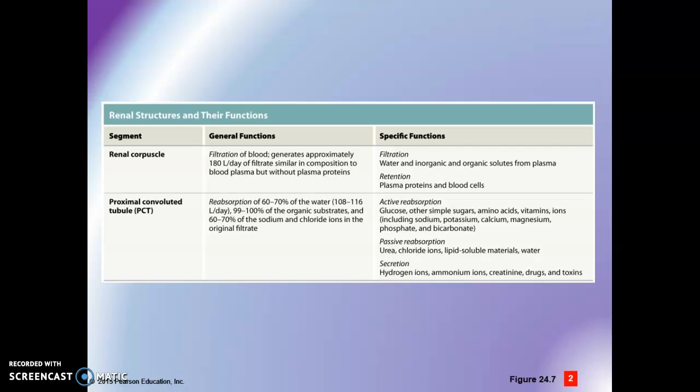In the renal corpuscle, filtration takes place. Water and inorganic and organic solutes come out of the blood. Plasma proteins and blood cells remain in the blood.